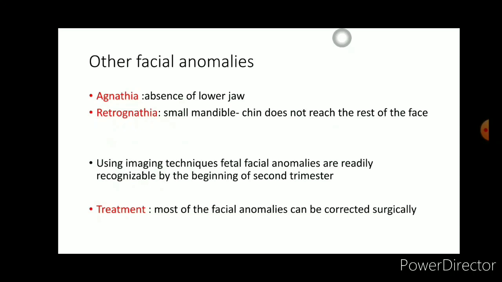Agnathia is absence of the lower jaw. Retrognathia is a small mandible in which the chin does not reach the rest of the face. Using imaging techniques, fetal facial anomalies are readily recognizable by the beginning of the second trimester. Most of the facial anomalies can be corrected surgically. Thank you.